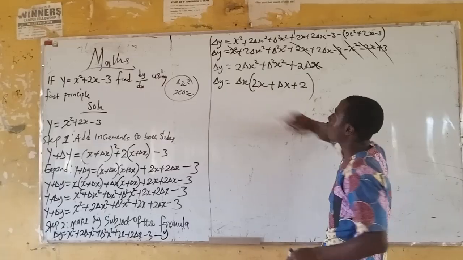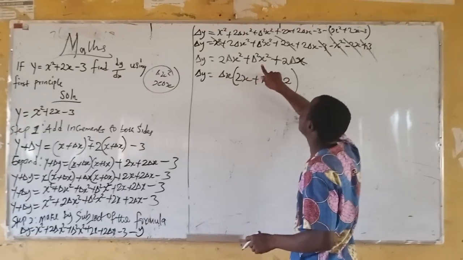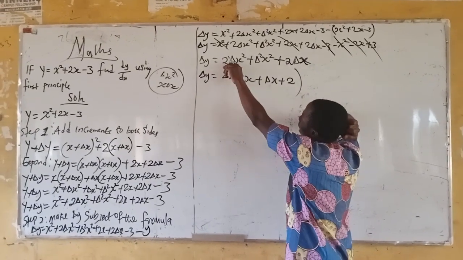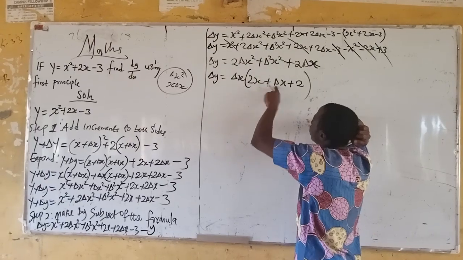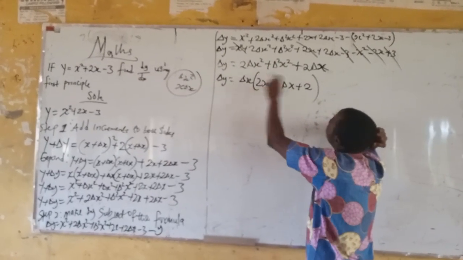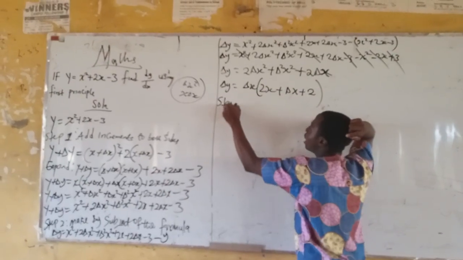We will take delta x out. What that means is that what is here and here and here is delta x. So by the time we take delta x out, delta x cancel delta x is gone. Delta x into delta x squared is delta x. Delta x cancel this delta x is gone. So I'm going to go towards step 3.